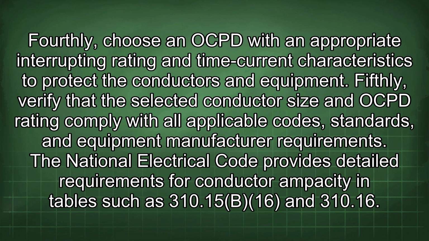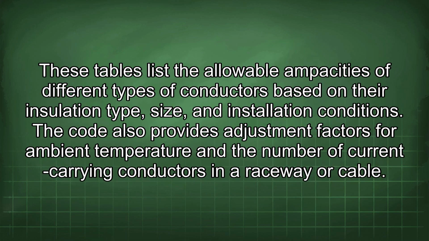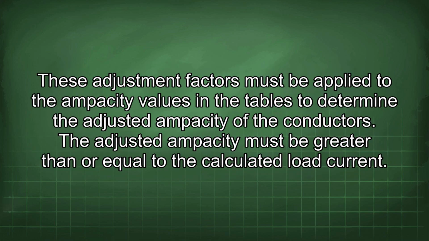The National Electrical Code provides detailed requirements for conductor ampacity in tables such as 310.15(B)(16) and 310.16. These tables list the allowable ampacities of different types of conductors based on their insulation type, size, and installation conditions. The code also provides adjustment factors for ambient temperature and the number of current-carrying conductors in a raceway or cable. These adjustment factors must be applied to the ampacity values in the tables to determine the adjusted ampacity of the conductors. The adjusted ampacity must be greater than or equal to the calculated load current.